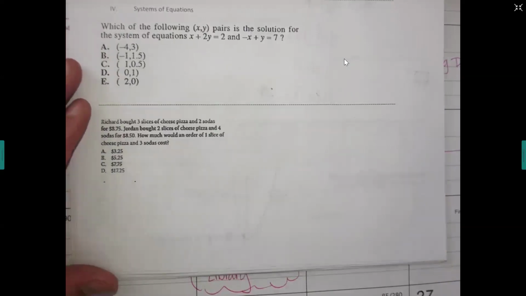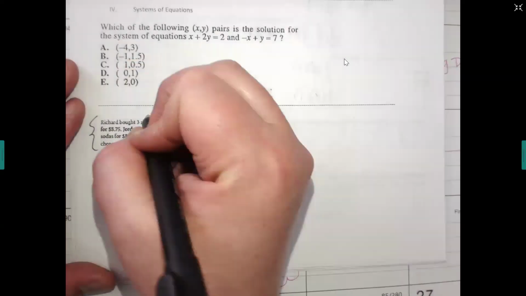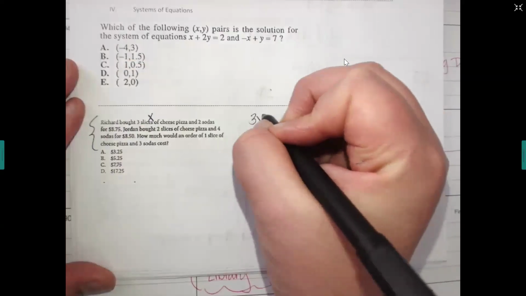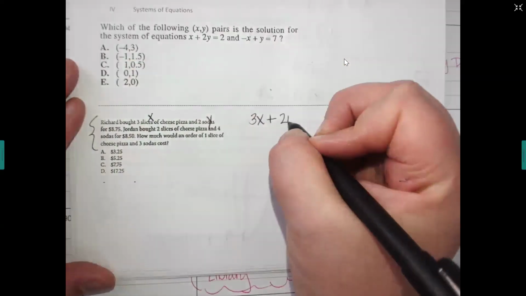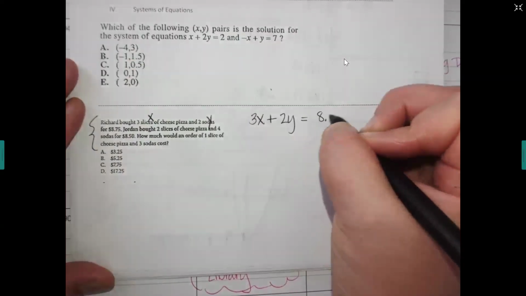Okay, I'm going to show you 2 methods for solving systems of equations. The first one is called elimination. We're going to do the word problem. So it says, Richard bought 3 slices of cheese pizza and 2 sodas for $8.75. Let's write ourselves a little equation. 3 slices of pizza is going to be 3x. 2 sodas is going to be 2y. And he spent $8.75.